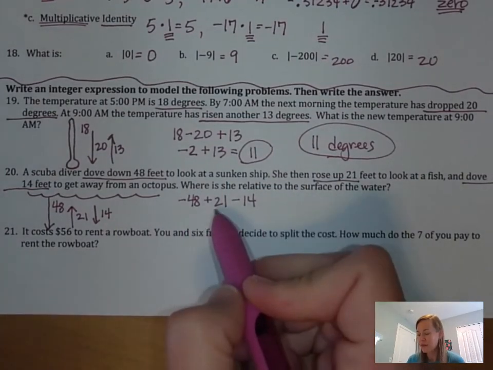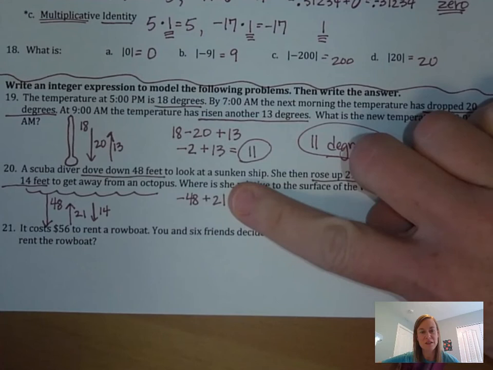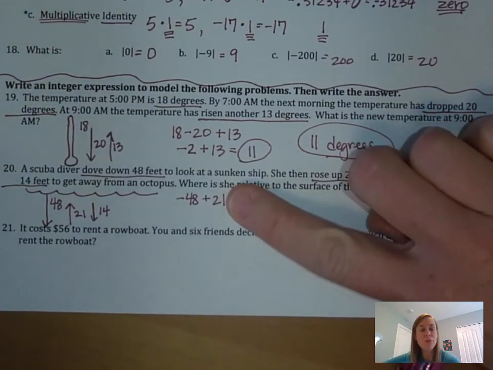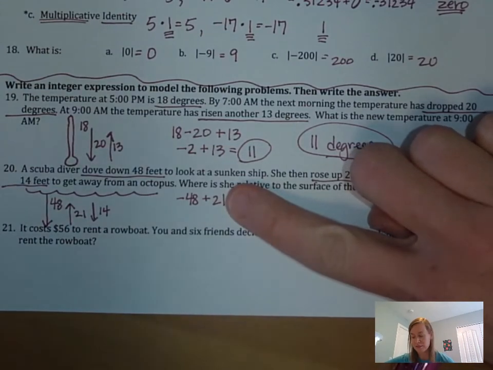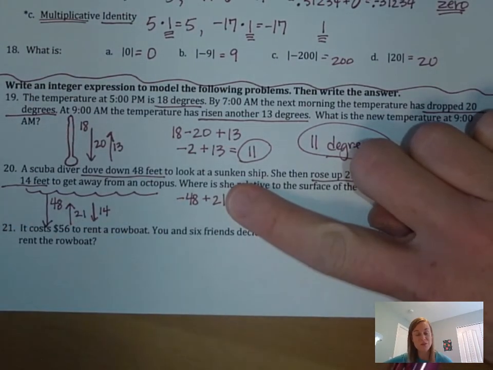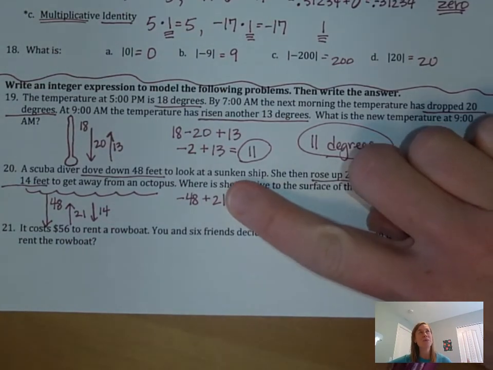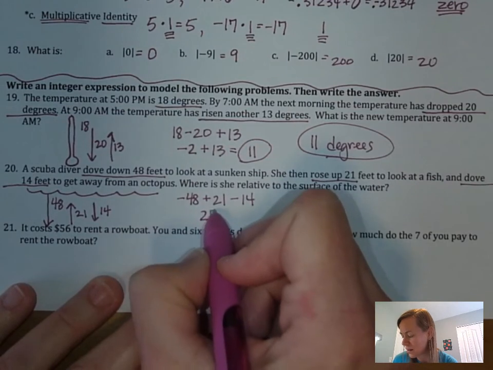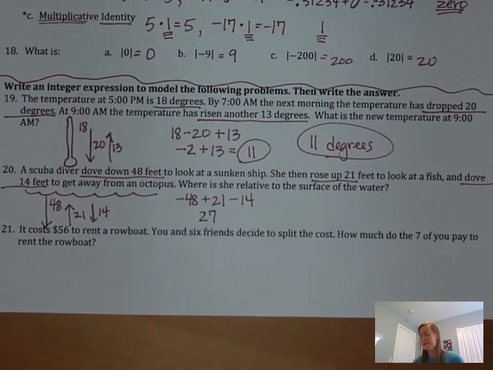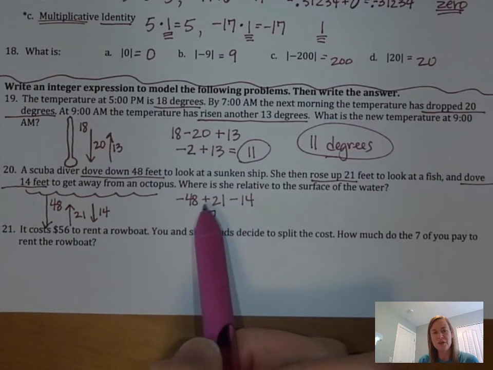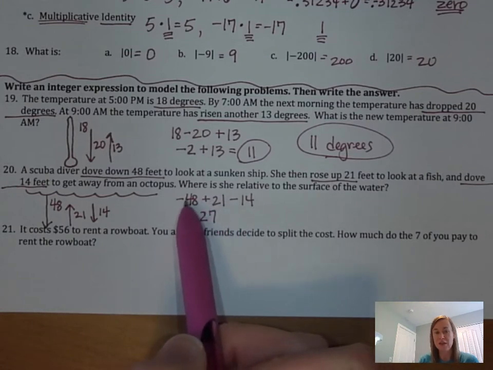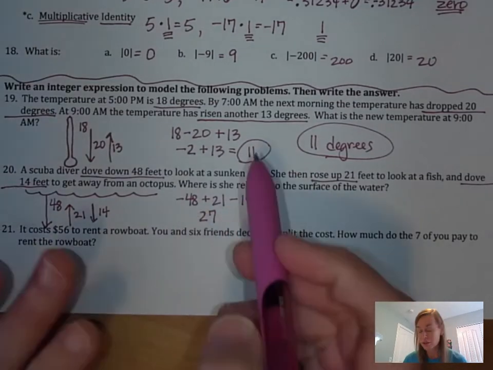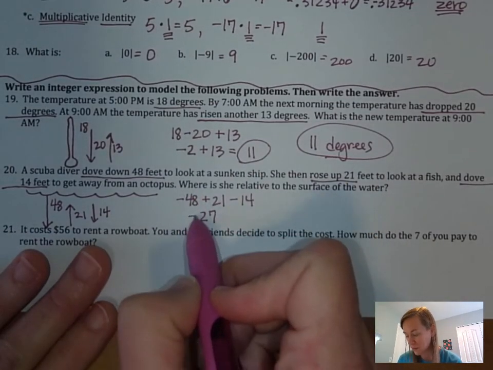Negative 48 plus 21. We're going to ignore the minus 14 for now. First of all, do we have same signs, add and keep, or do we have different signs, subtract? I see a minus and a plus, so we're going to do different signs, subtract. So 48 minus 21, what's that going to be? That's going to be 27. And you're going to keep the sign of the larger number. So what's bigger, 48, which is negative, or 21, which is positive? 48 is bigger. Good. So you're going to keep that negative sign from there.